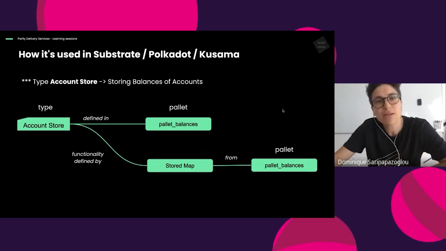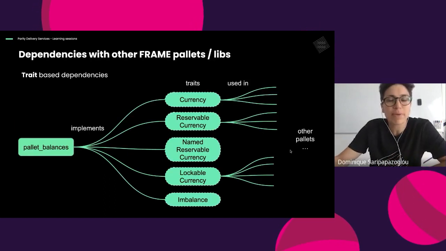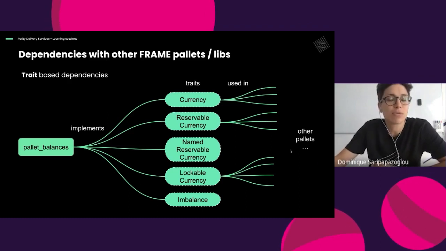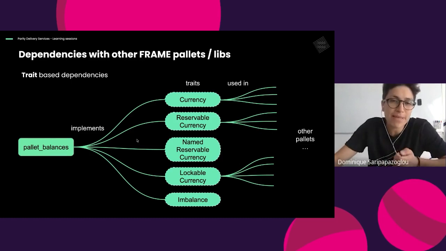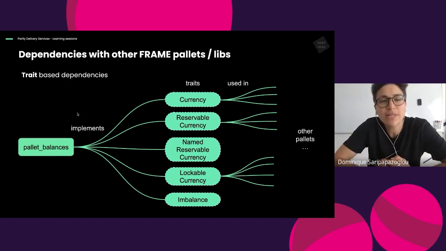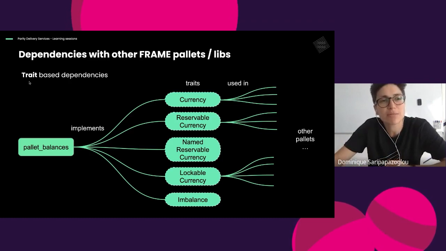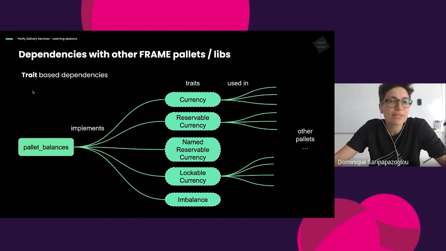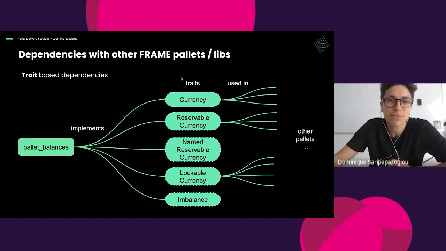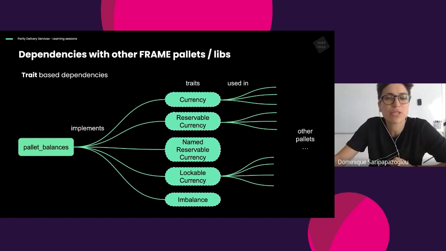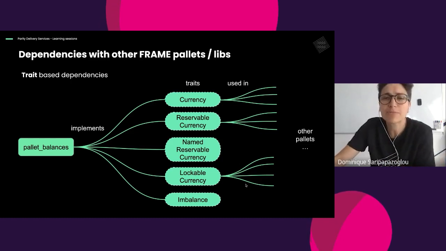In the next slides, I will explain all the dependencies that not the balance pallet has, but how all the other pallets depend on the balance pallet. So what we said is that it's loosely coupled, and what I mentioned in Substrate, that means it's trait-based dependencies. So the balance pallet implements 5 traits, which is the trait of currency, reservable currency, named reservable, lockable, and imbalance.